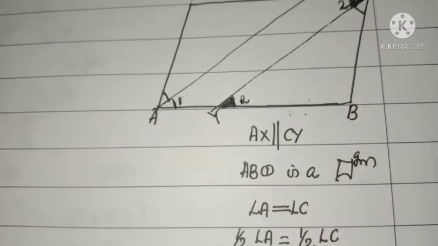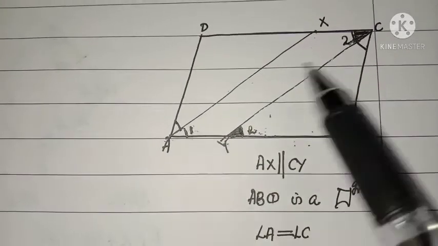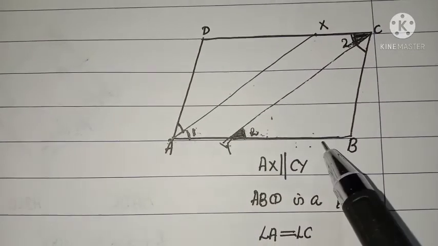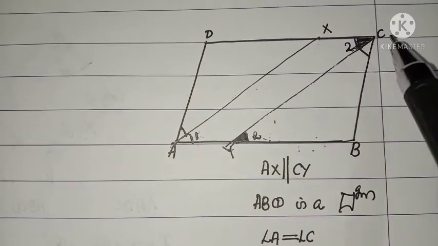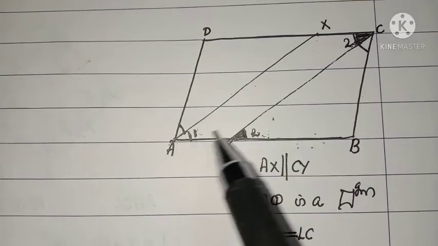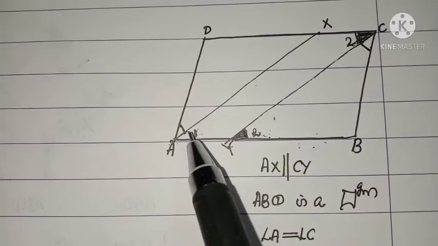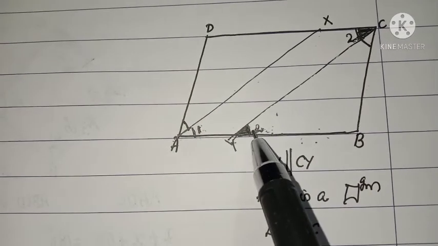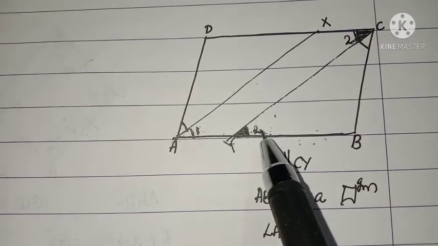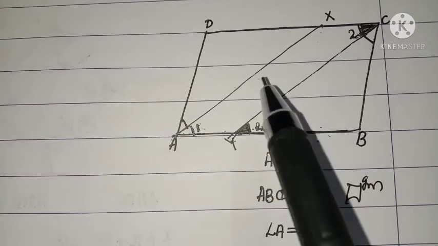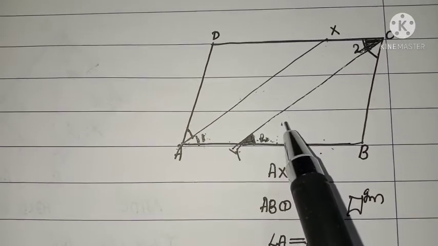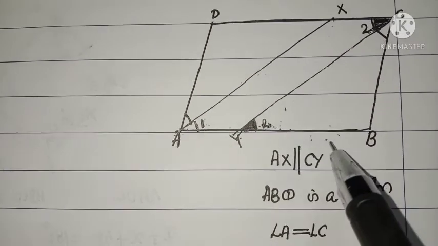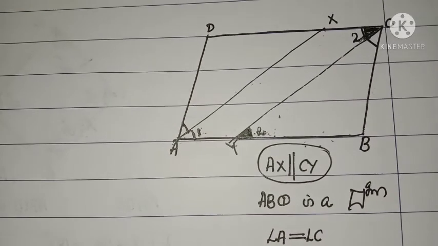Now listen, the lines AX and CY are cut by a transversal AB, isn't it? Therefore these two angles are equal, which means these two are corresponding angles. Corresponding angles are so formed only when these two lines are parallel, isn't it? Yes, these two lines are parallel. Therefore, AX is parallel to CY.